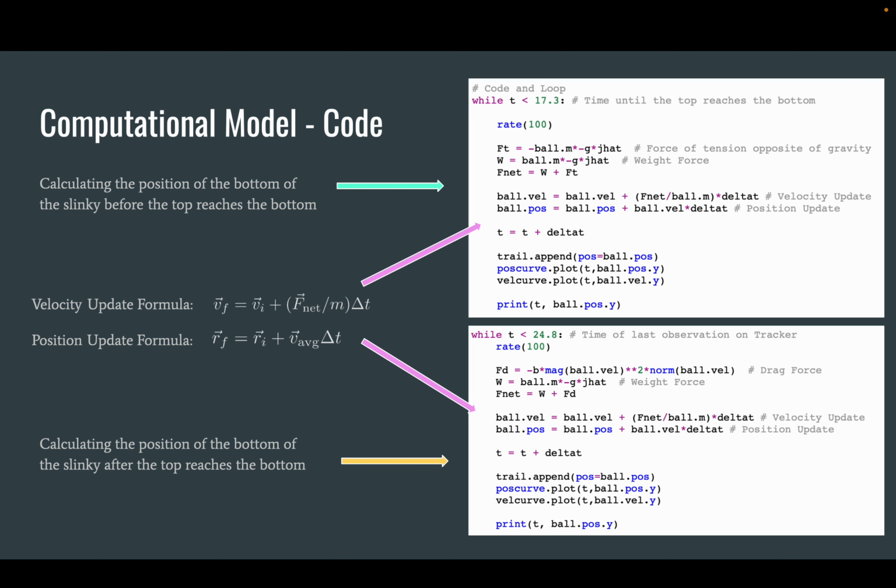The next part of the code is the loops. For the first loop, we're using the time before the top of the slinky reaches the bottom. In this loop, I calculate the force of tension of the slinky, which is just opposite of gravity, the weight force, or gravitational force, and then use F net to calculate the slinky's new velocity and position with the update formulas. I then advance the clock. In the below loop, we're using the time after the top of the slinky reaches the bottom of it. I do the same process, obtaining the ball's position throughout the loop.